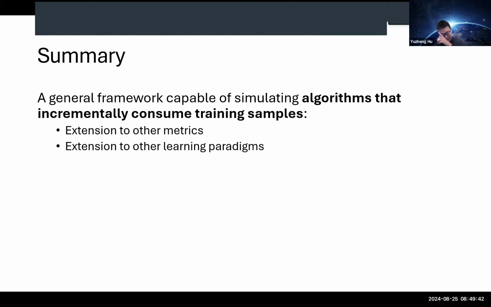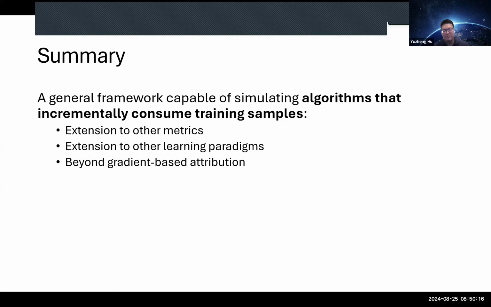And also it naturally extends to all learning paradigms, because I think it basically only requires that the algorithm is incrementally consuming training samples. So here we're talking about basically just supervised learning, but this is also true for many other popular learning paradigms. For instance, in reinforcement learning, the agents are basically just incrementally consuming episodes, right? So I think this framework is really useful.